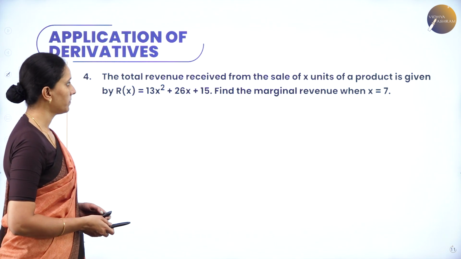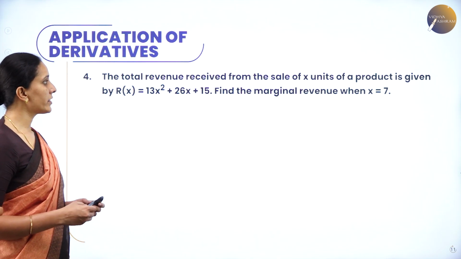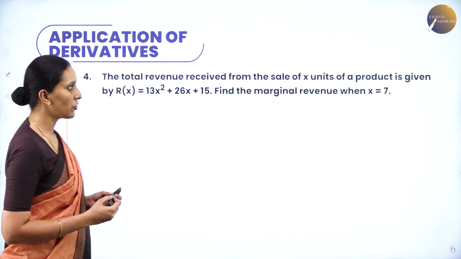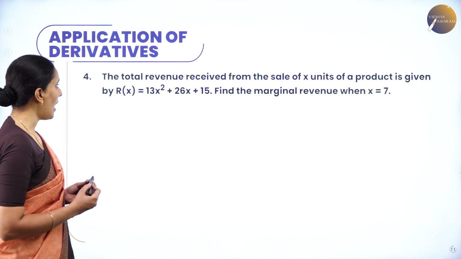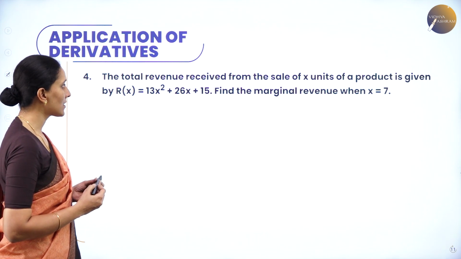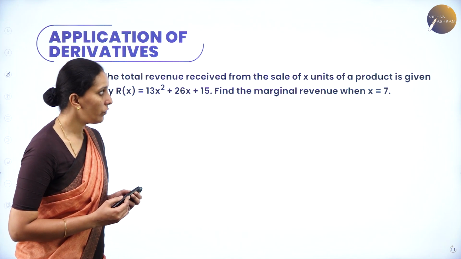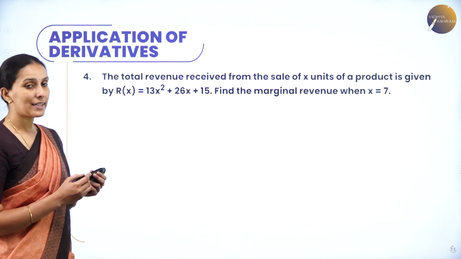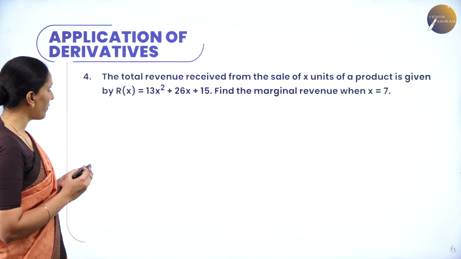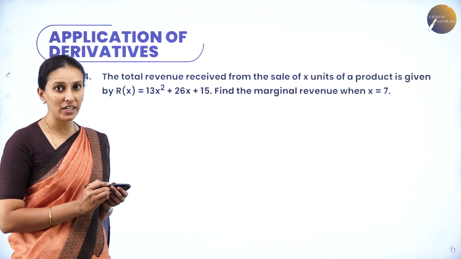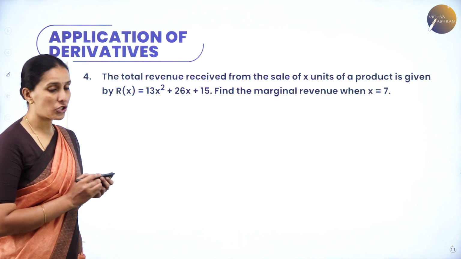Next question. The total revenue received from the sale of x units of a product is given by R of x is equal to 13x square plus 26x plus 15. Find the marginal revenue when x is equal to 7. So, x is the number of units. R of x, that means the total revenue function is given. We need to find out the marginal revenue.